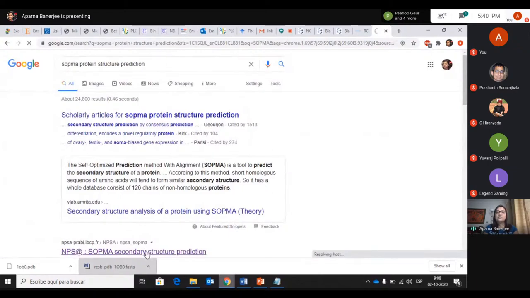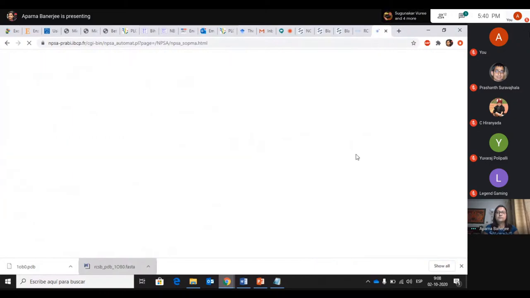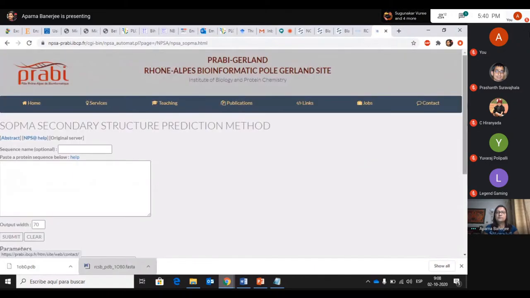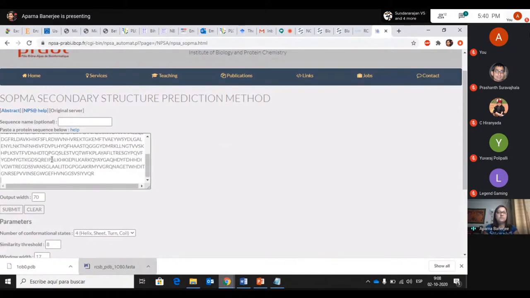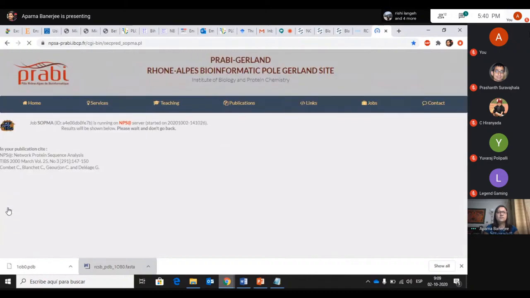SOPMA, secondary structure prediction. This is how it was looking. So let's paste our protein. And if we submit it, it will take a little time and the result will come.